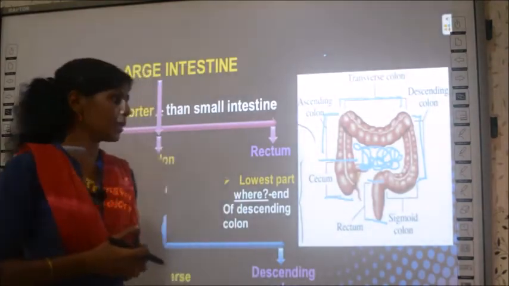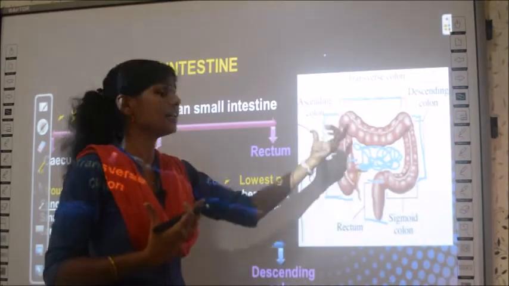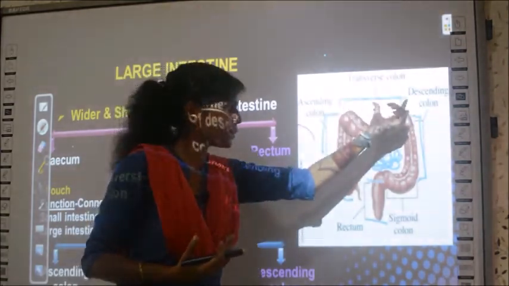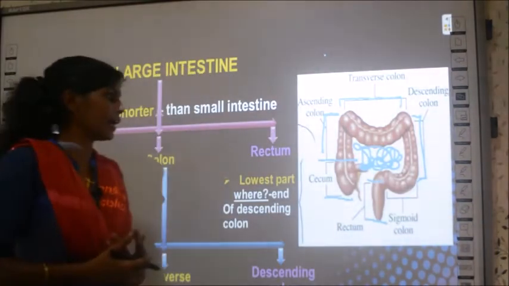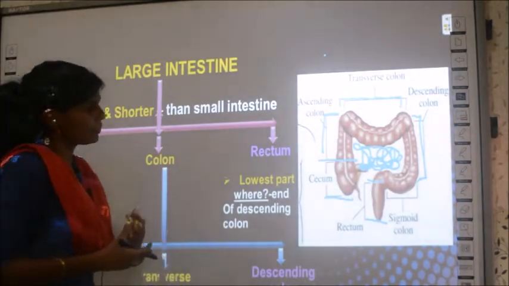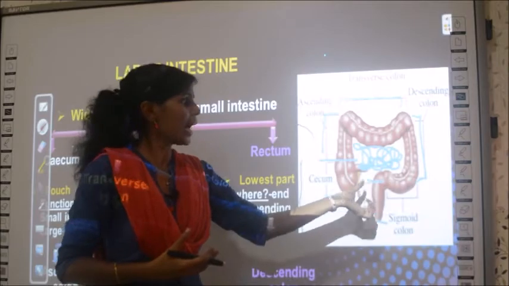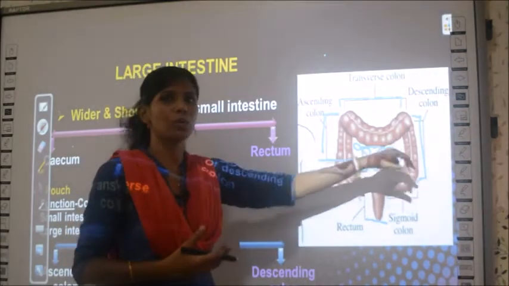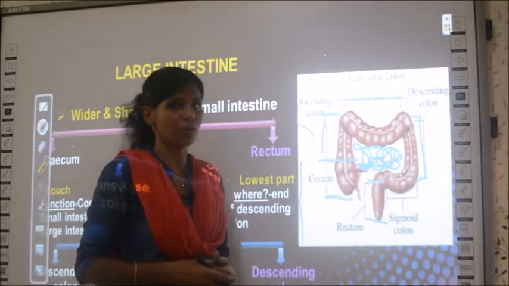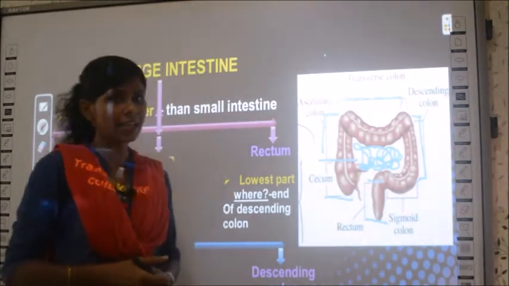So what have you studied? The cecum is a pouch which connects the small intestine and large intestine. The colon is made up of three parts: ascending colon, transverse colon and descending colon. And finally, you have one more region called the rectum. It is the final part of the large intestine and it is attached to the descending colon. It is a continuity of the descending colon, right? So this is all about the structure of the large intestine.